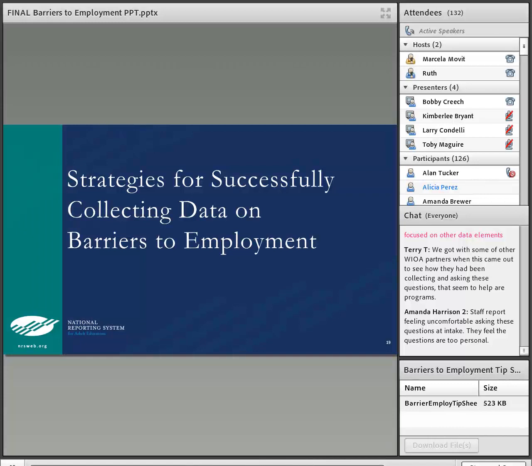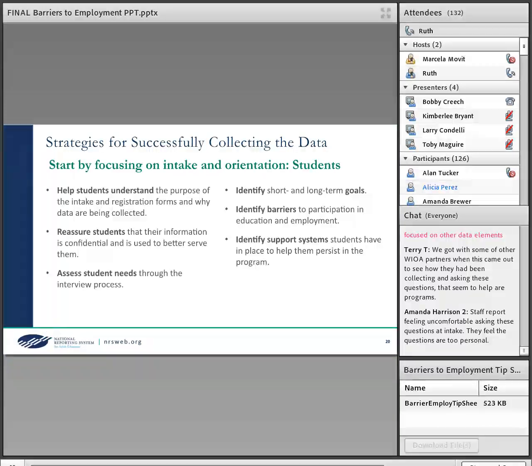Ruth? Great, thanks, Marcella. You've hit upon some of these ideas as you've shared some of the challenges you've had and some of the ways you've addressed them. But we focused on some things that could be helpful in the orientation and intake process to improve collection of this information. And someone just touched on the student perspective. We thought that helping students understand better the purpose of the intake and registration forms and why data are being collected is helpful, because if they understand the importance of the information, it may make them feel more comfortable to share details that relate to the barriers to employment.